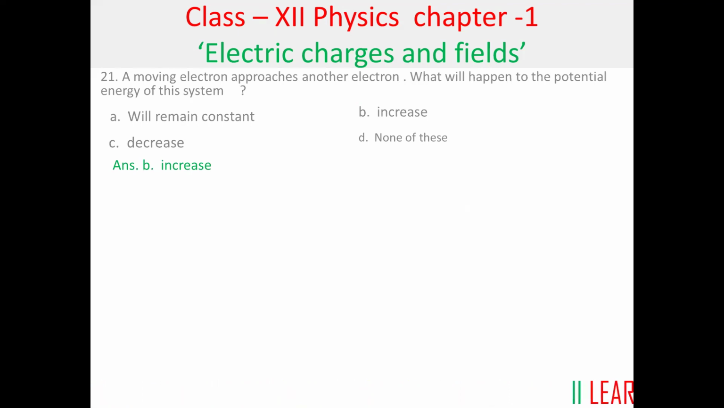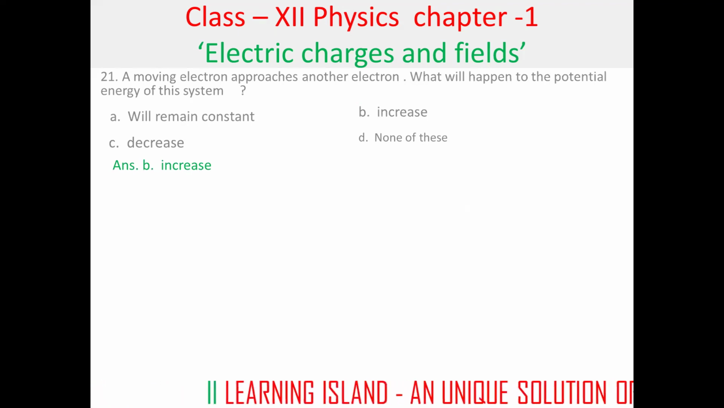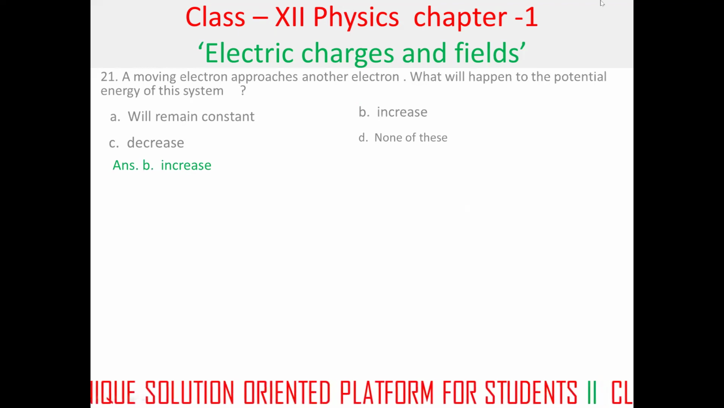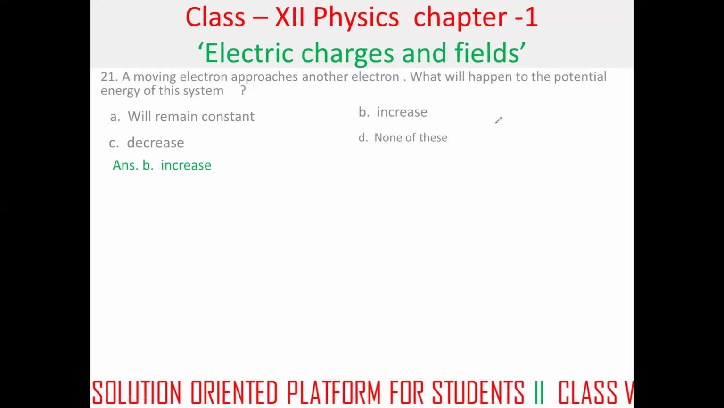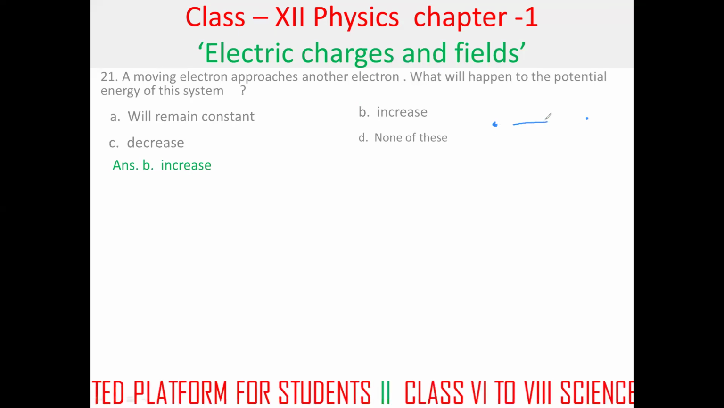See, a moving electron approaches another electron. Suppose this is an electron, and there is another electron approaching it. When you bring it closer, the more you bring it near, the more it will repel, so you have to apply more energy. The potential energy is equal to the negative of the external work done. So the closer you bring it, the greater the opposing force, so more external work has to be done. That means the potential energy will increase. I think that's clear. Now let us go to the next question.